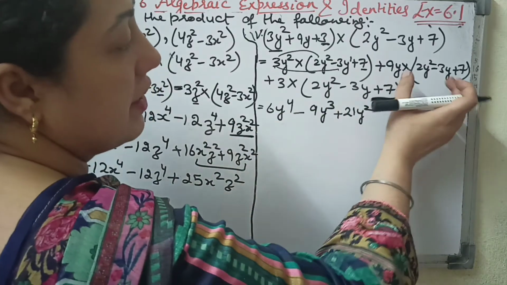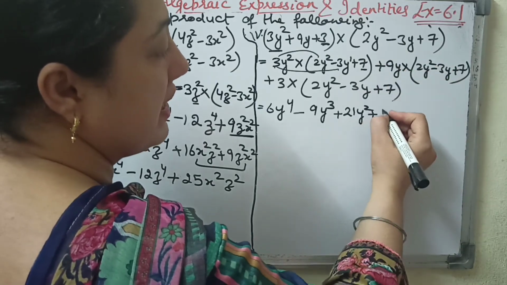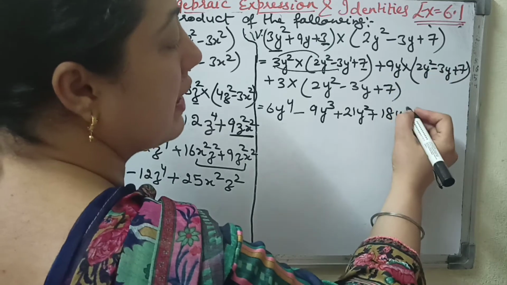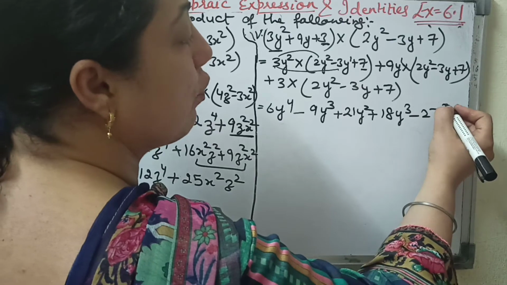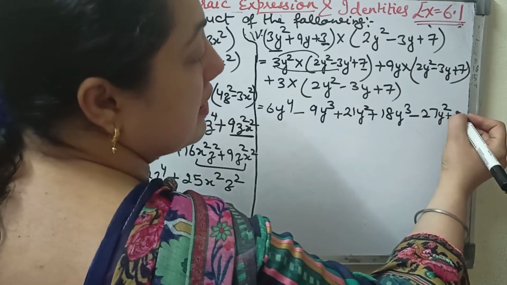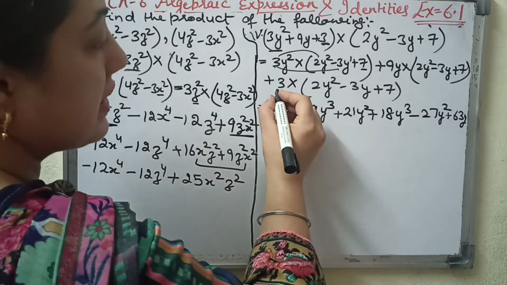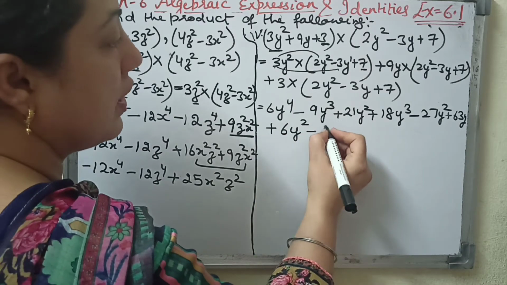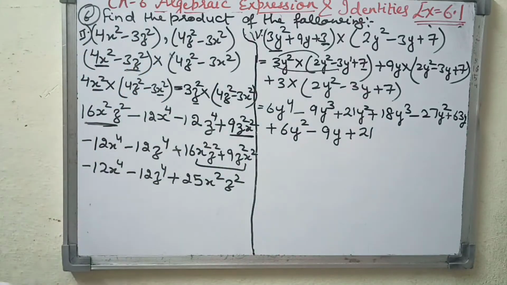Now come to the second term. Now I multiply 9y with the whole bracket. 9 2s are 18, y to power 1, here y² becomes y³. 9y times −3y: 9 3s are 27y². And 9 7s are 63y. Now the next term: 3 2s are 6y², 3 3s are 9y, and 3 7s are 21.